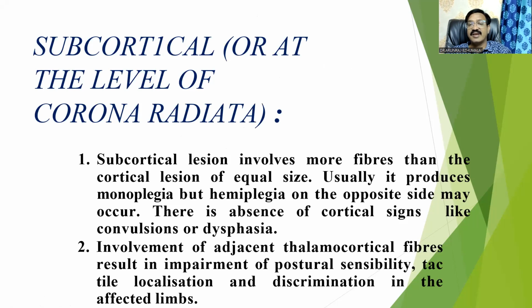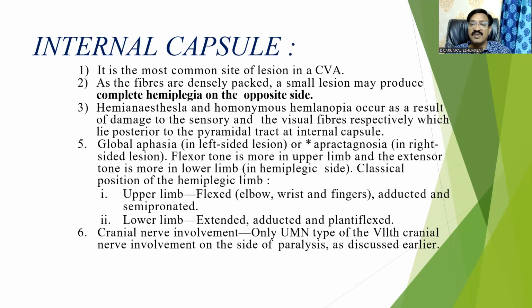Cortical lesion, we have already discussed. Internal capsule, we have already discussed. One point is that the fibers are densely packed. A small lesion may produce complete hemiplegia on the opposite side. It will be dense hemiplegia in a case of internal capsular lesion.